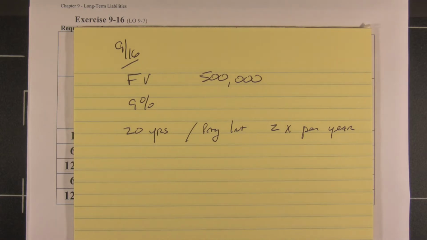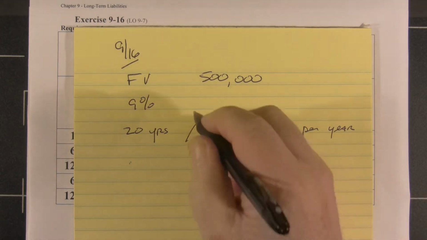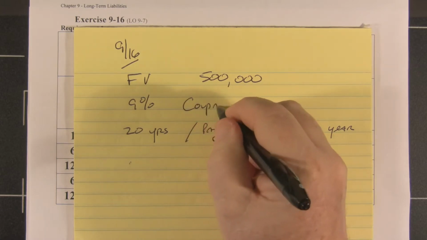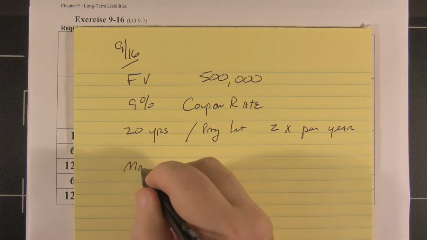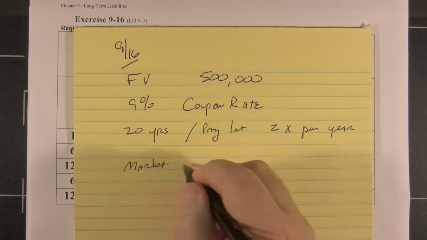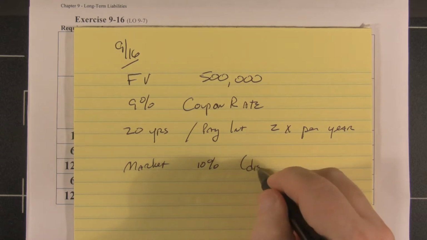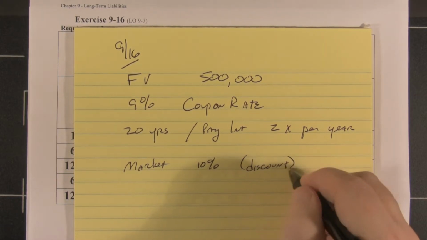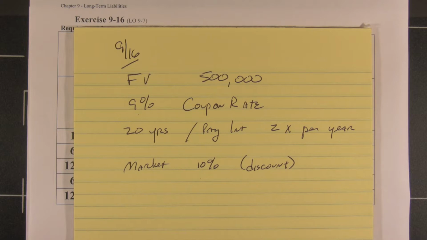So what else do we need to know? They're sold in the market at 10%. So that's their coupon rate. The market rate is 10%. So we know our bonds are going to sell for a discount because our bonds are paying less than the market is. So we need to mark our bonds down so people want them.